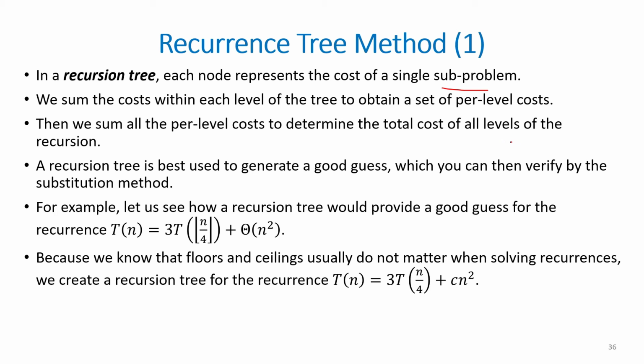So when do we use a recursion tree? Generally, the recursion tree method is used when we want to generate a good guess, and then we validate our guess using the substitution method. For example, let us assume that we are given this recurrence equation and we want to use the recursion tree to come up with a solution for this equation. We know that we can choose the value of n in such a way that the floor or ceiling operators would actually not impact our solution. So for now, let us assume that we remove the floor operator. In other words, we assume that n is a power of 4, and therefore the size of all the subproblems would be some integer value.